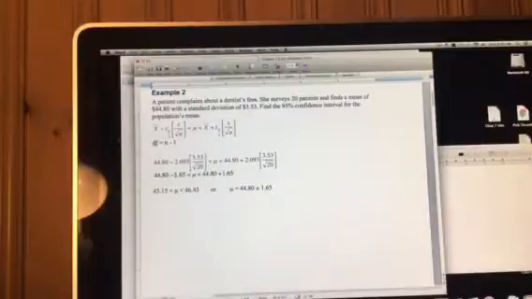Now, to do this, x-bar is still the sample mean, so that's the 44.80. The S is the sample standard deviation, 3.53. Sample size is 20. So what that leaves us with then is this T of alpha over 2. To find the T of alpha over 2, we need to know the confidence level, and we need to know this DF here. DF is degrees of freedom, and it is equal to the sample size, n minus 1.